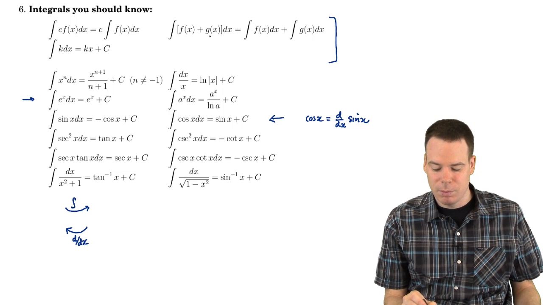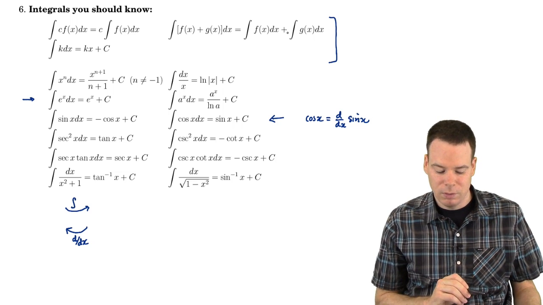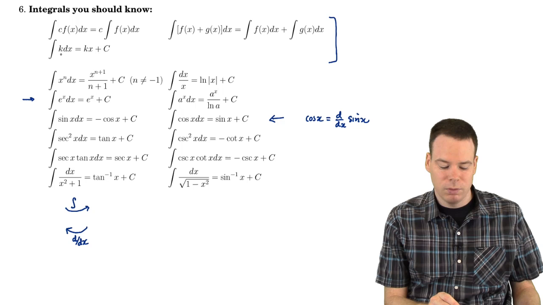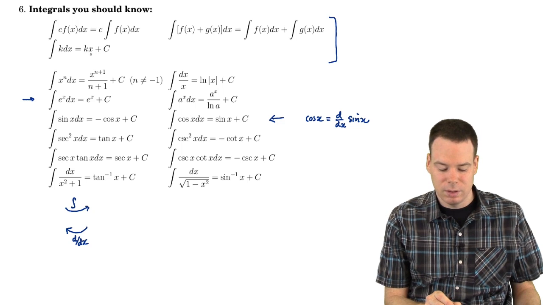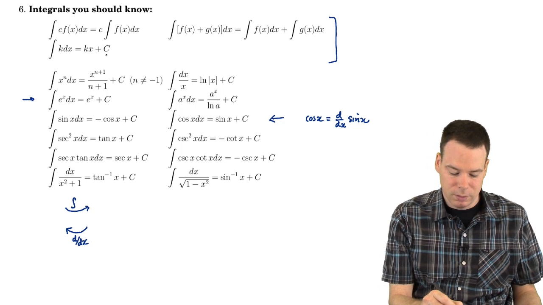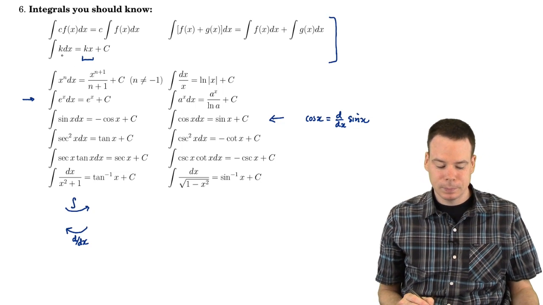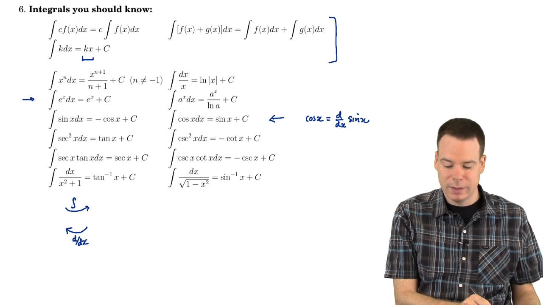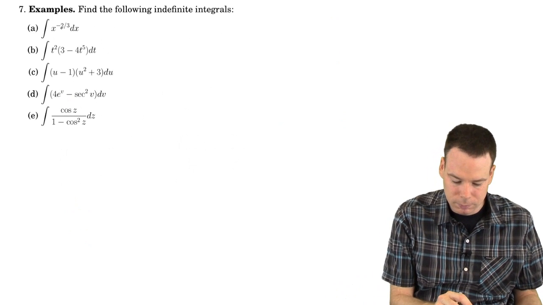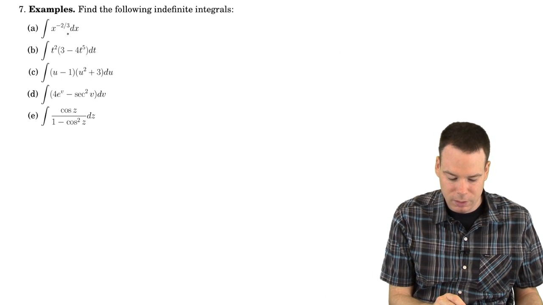The antiderivative of the sum of two functions is just the sum of their antiderivatives. And the antiderivative of a constant is just a constant times x plus this arbitrary constant. And the reason, of course, is because the derivative of k times x is k. Okay, so let's do some examples. Find the following indefinite integrals.